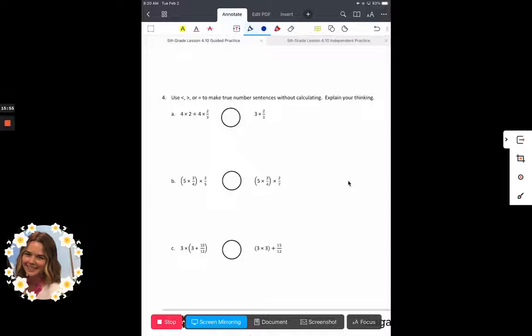So without calculating, we can look at this, and I'm just going to look at the fraction part. 4 times 2/3 is going to be greater than 3 times 2/3. Because 4 times anything is going to be greater than 3 times anything, right? So 4 times 2 gives us 8, 3 times 2 gives us 6. And then whatever we have 4 times 2/3, we're adding on 8 more. So that means that this expression is greater than 3 times 2/3.